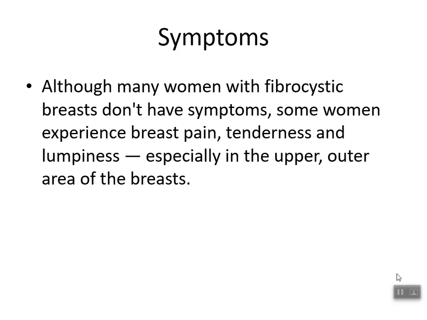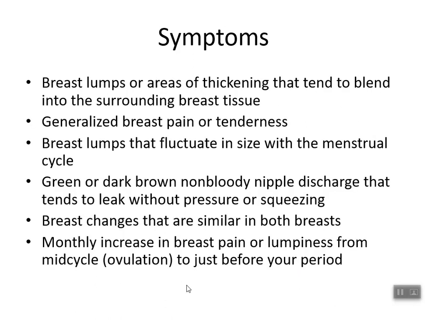Next, other signs and symptoms: breast lump or areas of thickening that tend to blend into the surrounding breast tissue. Means there is a feeling of the breast lump, generalized breast pain or tenderness. Means the whole breast is feeling pain and uncomfortable and it will become tender. The breast lump fluctuates in size with the menstrual cycle. As we know, before the menstruation it will be larger and after it will be reducing.